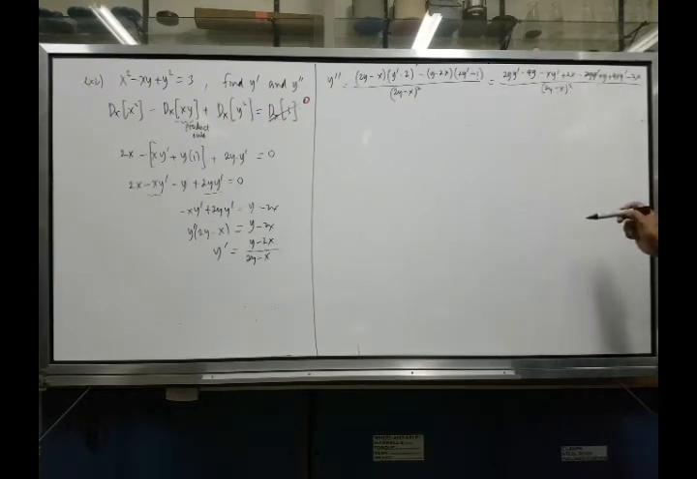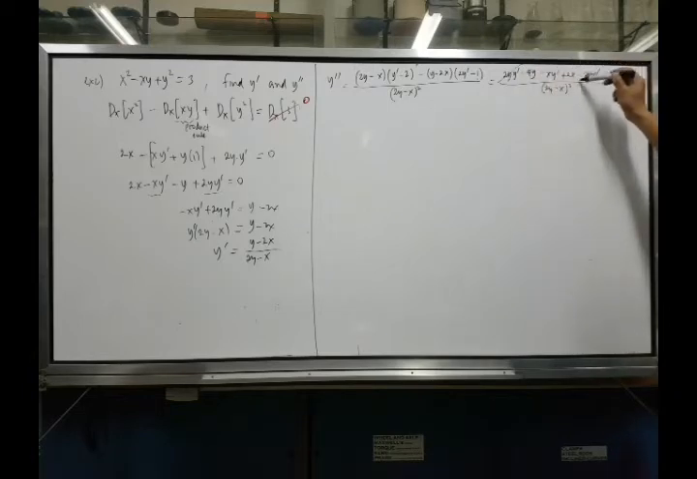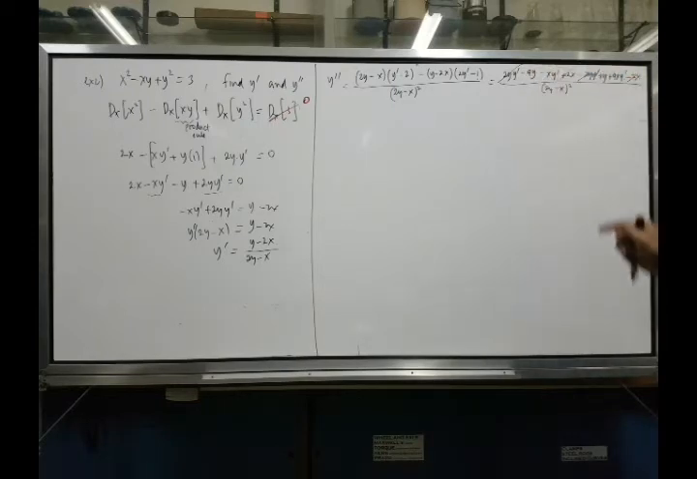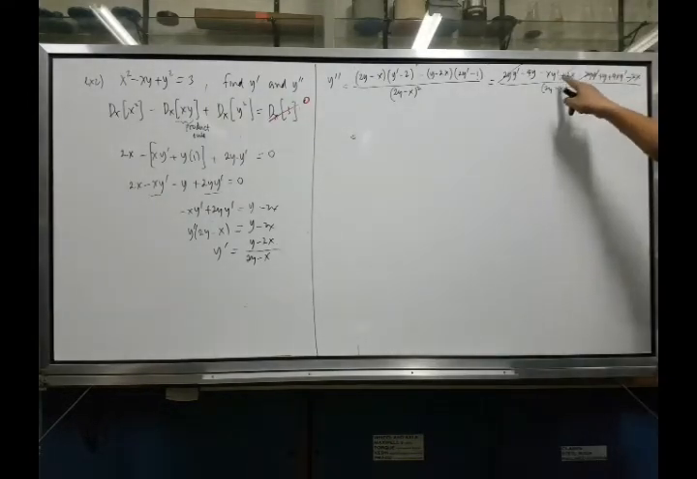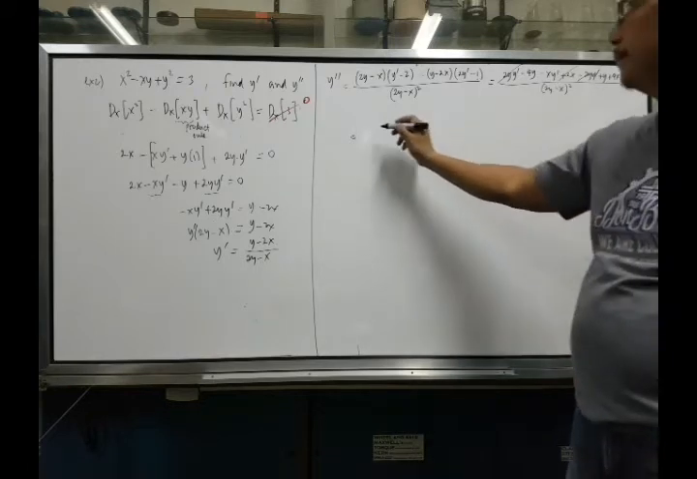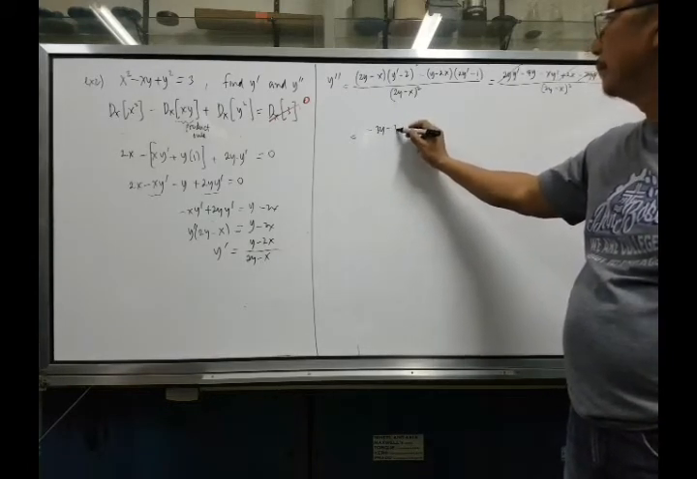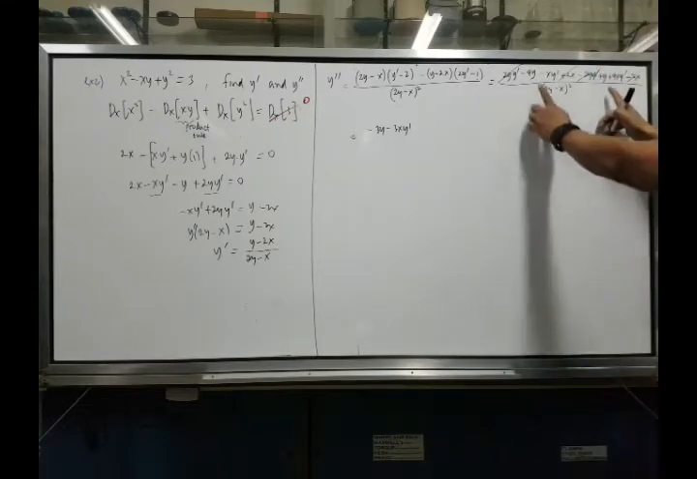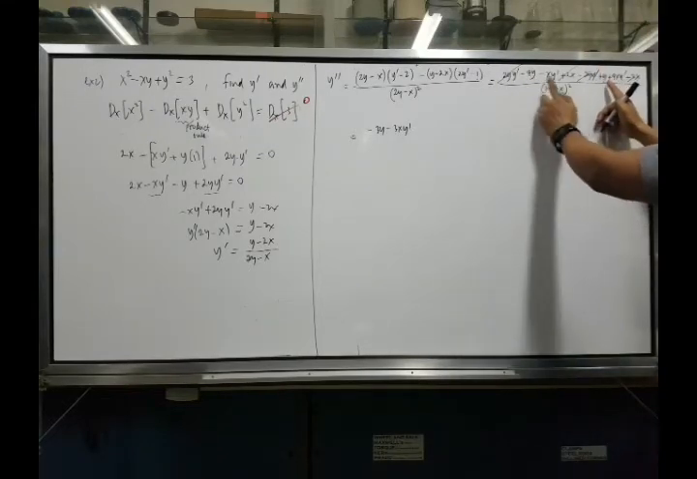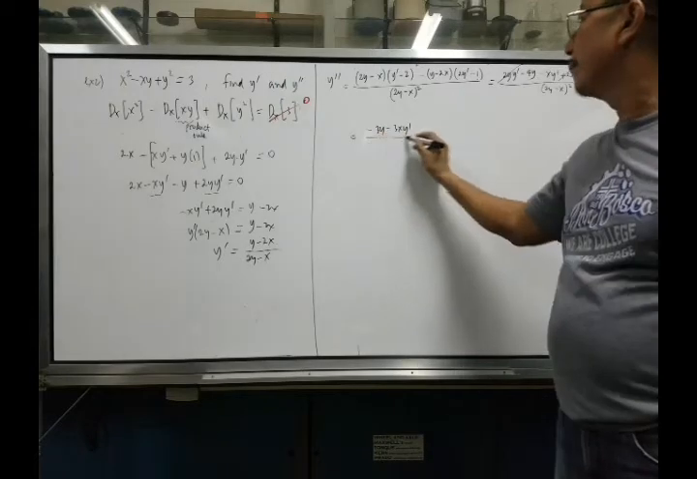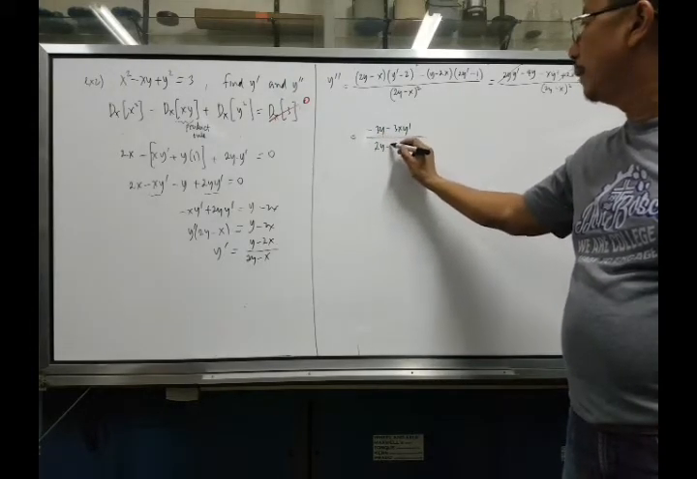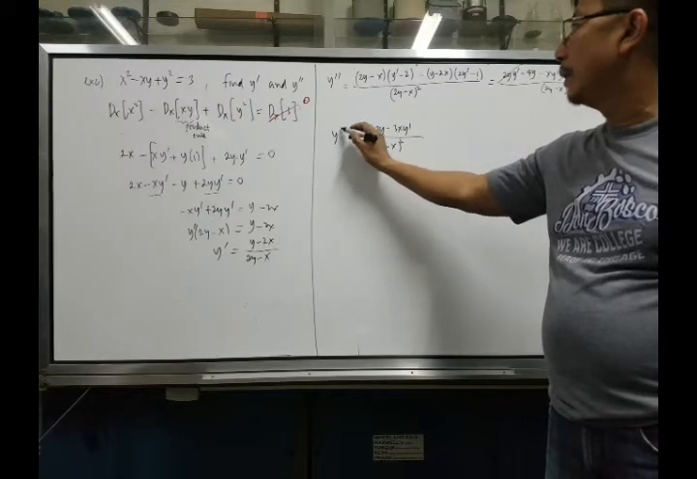(2y minus x) squared. So I think there are terms that can be cancelled, like this term and that term cancel out. And then you only have negative 3y. So we now have negative 3y and negative 3xy'. That will be the remaining term because negative 4y plus y is negative 3y, and negative xy' plus 4xy' is 3xy'. Divided by (2y minus x) squared.